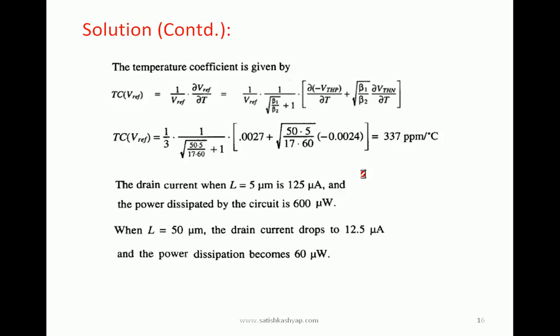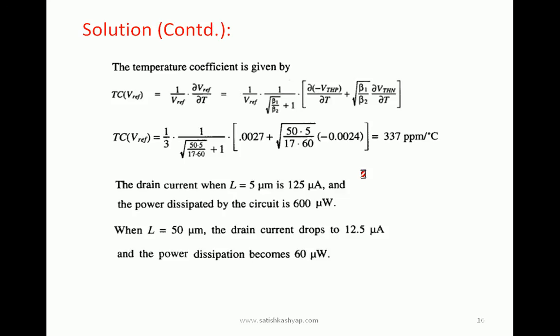You will get the ID when L is equal to 5 micrometers as 125 microamperes. By that time, power dissipation is nothing but VDD into ID. So 5 volts into 125 microamperes is approximately equal to 600 microwatts.